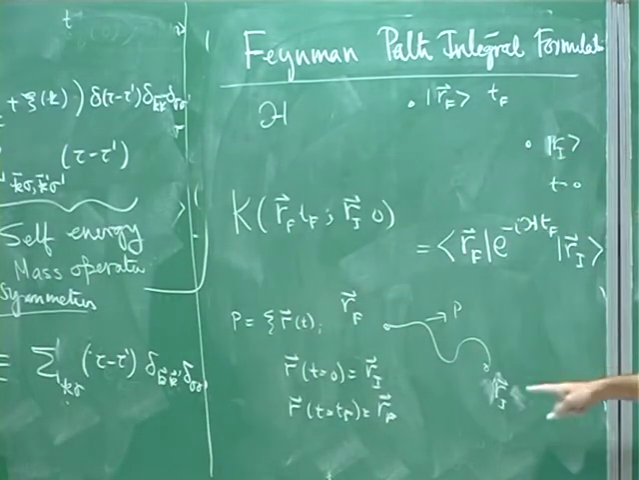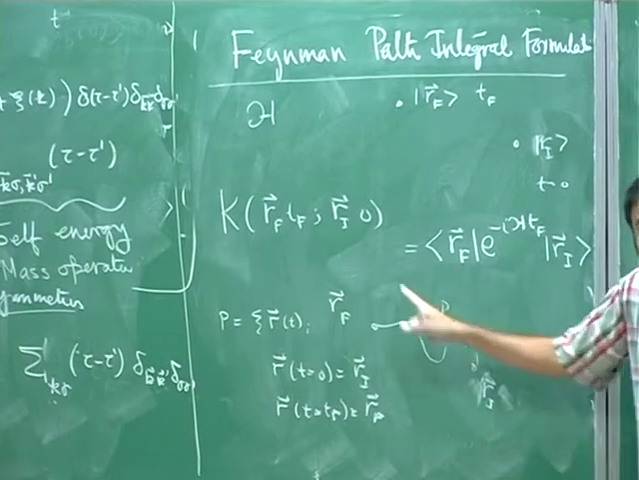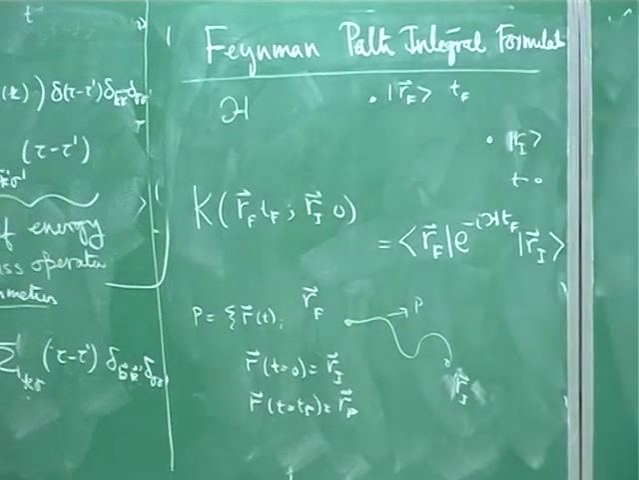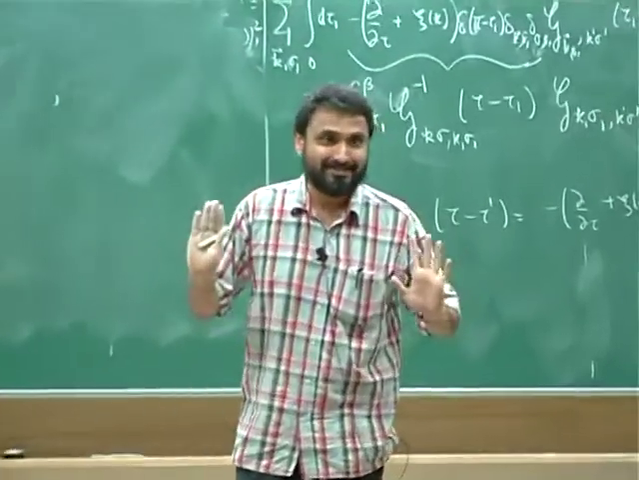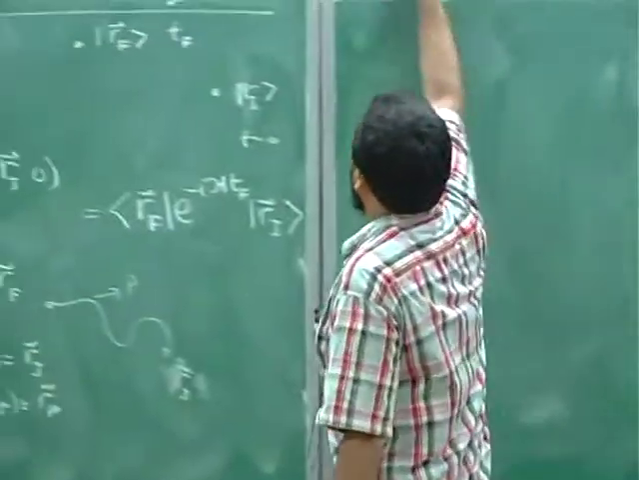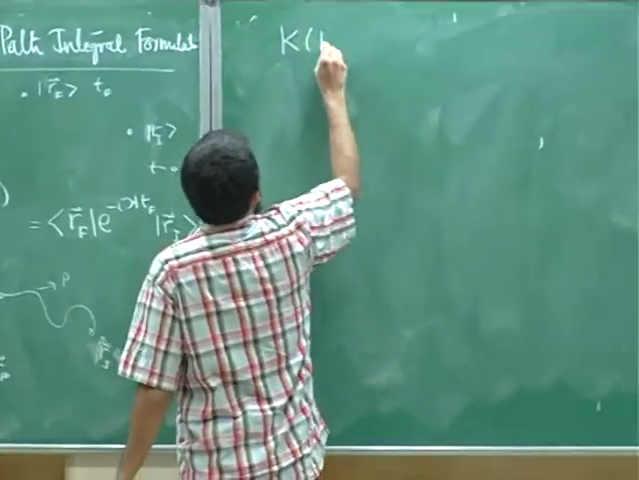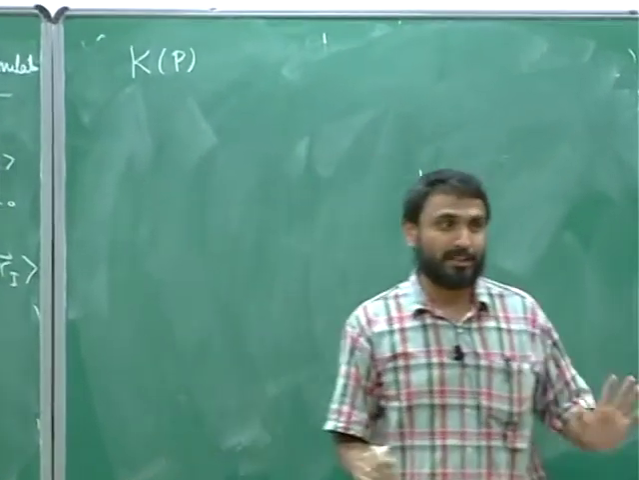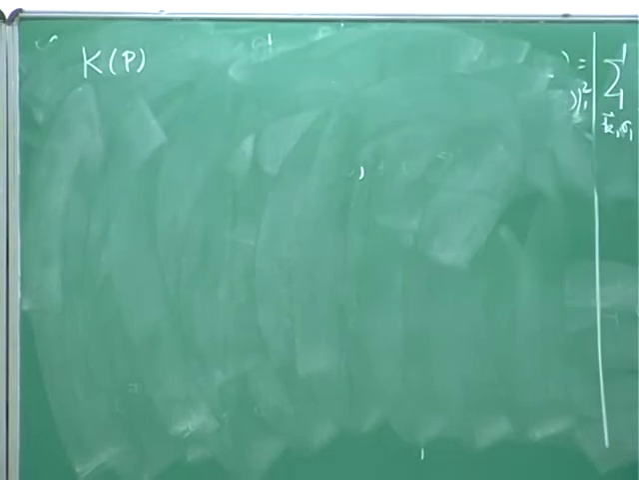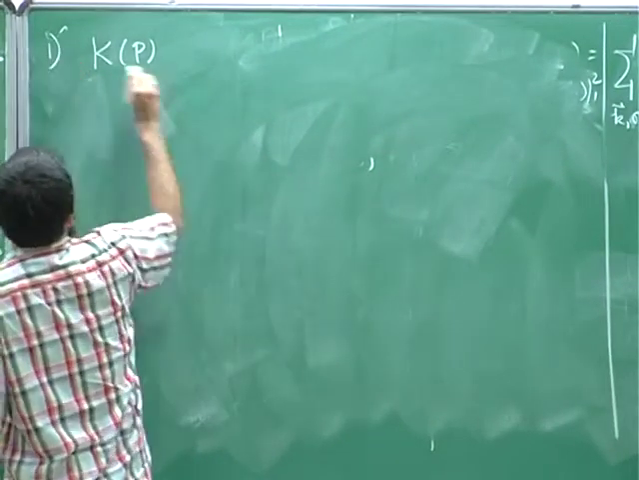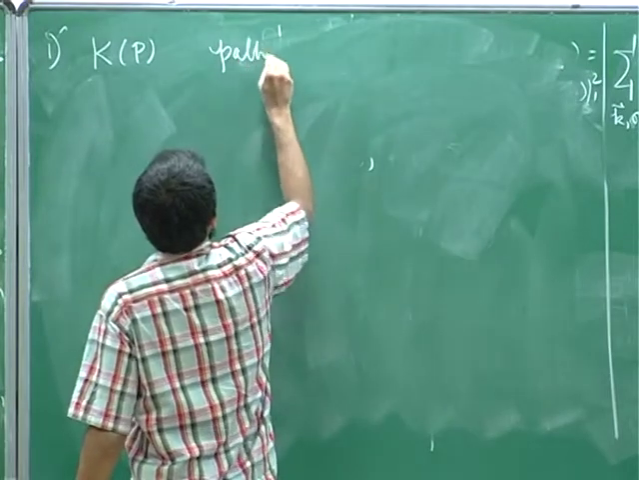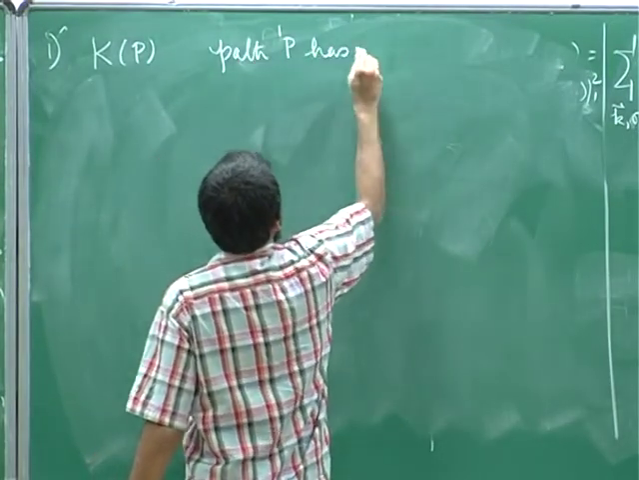He said that this quantum process of starting from here and ending there has an amplitude. Okay. So let's call that amplitude K of P. I have not told you what K of P is. It has an amplitude. This is statement number 1. So the path P has an amplitude.